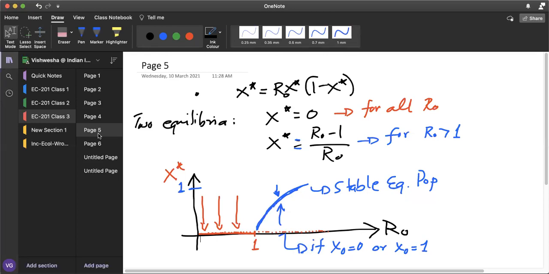I had one question. Biologically, both of them make sense, right? If I start with an extinct population, it will remain extinct forever, right? If I start with a population which is (R0 minus 1) by R0, it will again remain there forever. Yeah, so go ahead, Tarun.